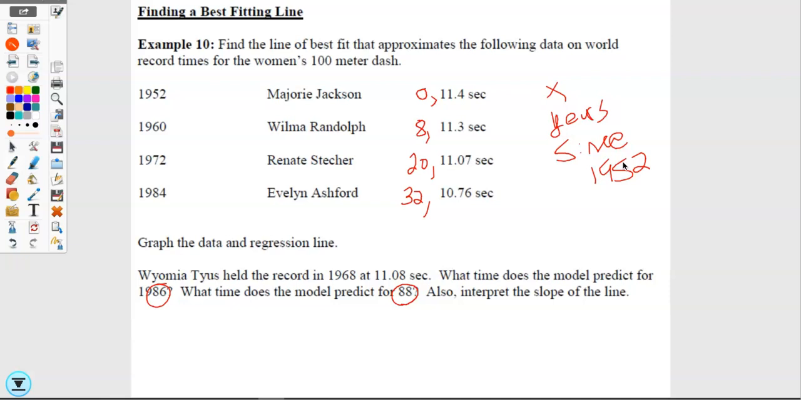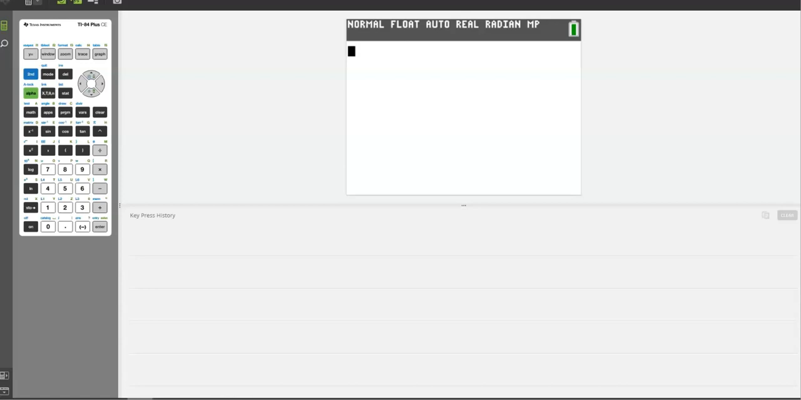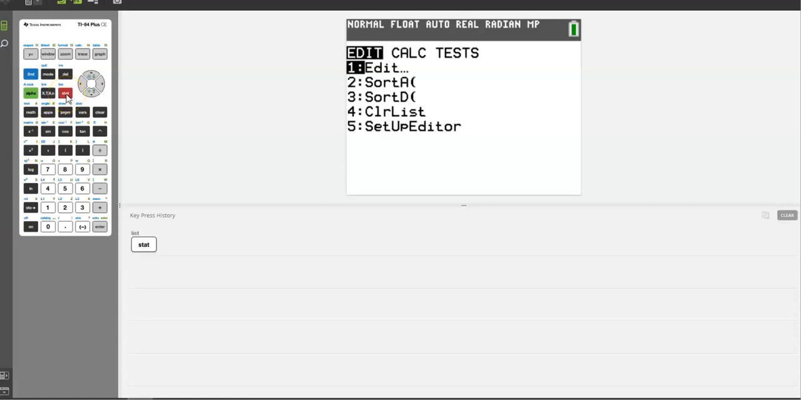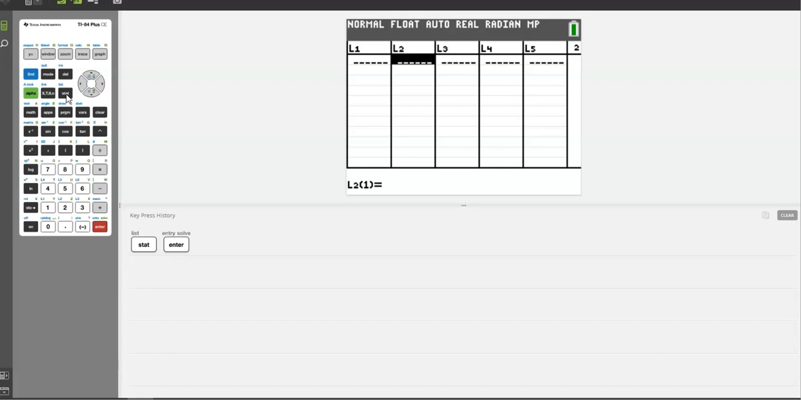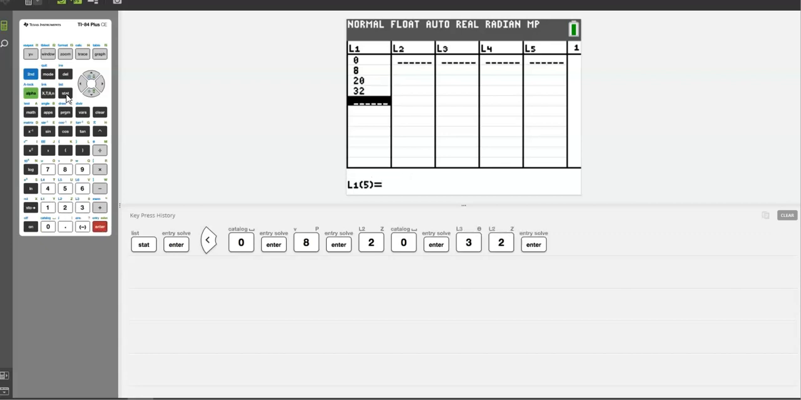So we're going to hop over to our calculator and enter these values. The first thing that we are going to hit is the stat button, which is right here, and then we are going to hit enter and go to edit. At this point, we should see a whole bunch of lists. Yours may look a little bit different, but just make note of whatever list you enter into, because we're going to need to know that to create our equation. So the L1 for me is going to be all of my x values. So I'm going to enter 0, hit enter, 8, hit enter, 20, hit enter, and 32, and hit enter.